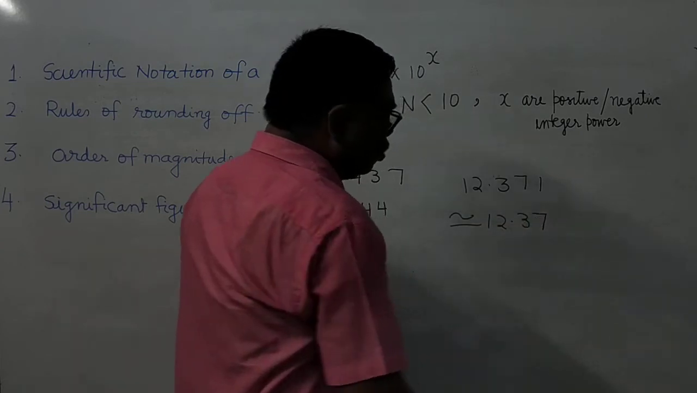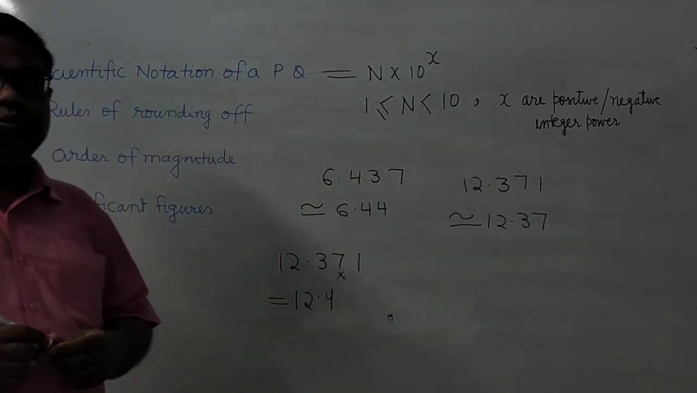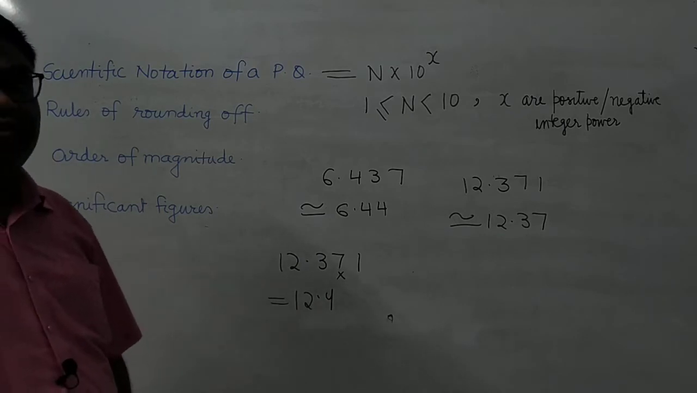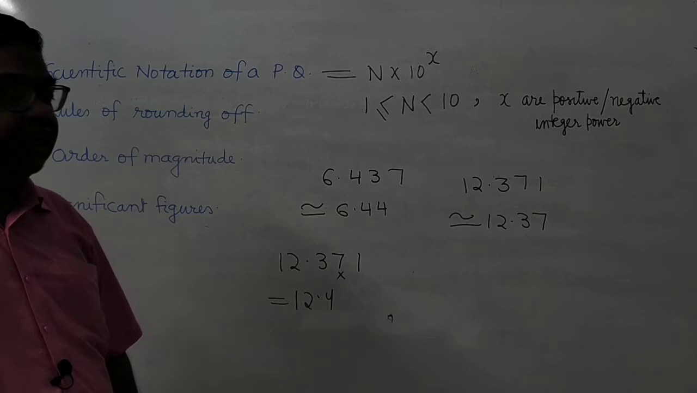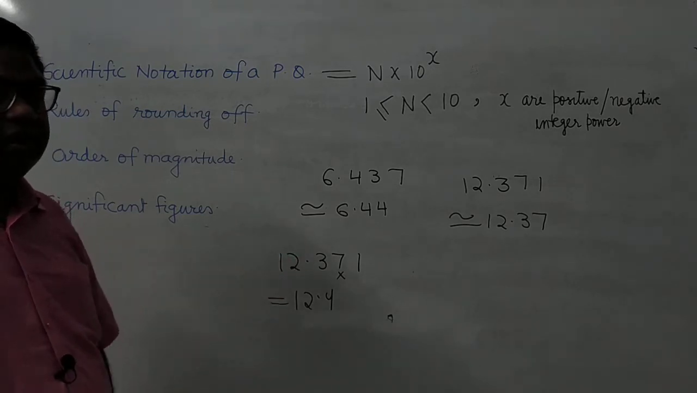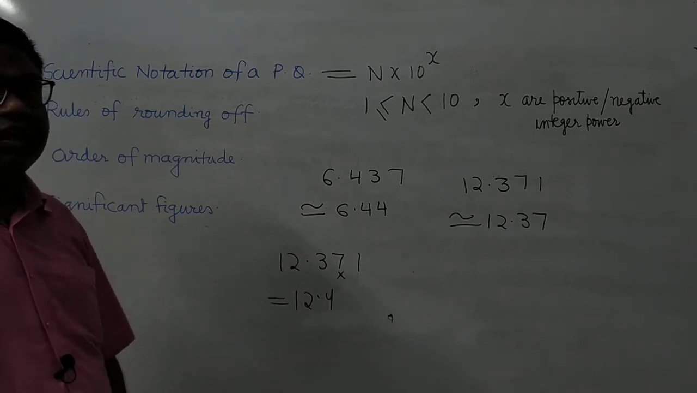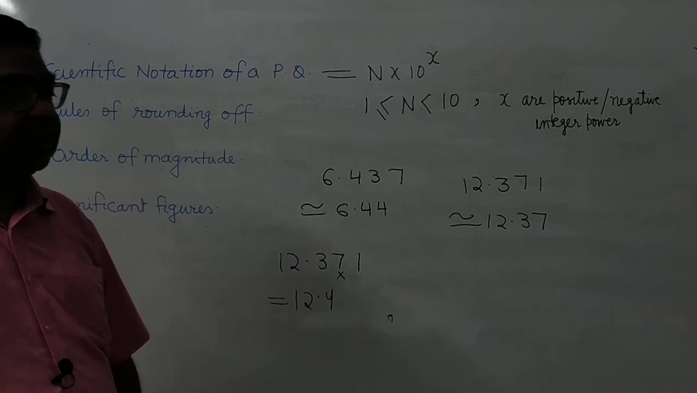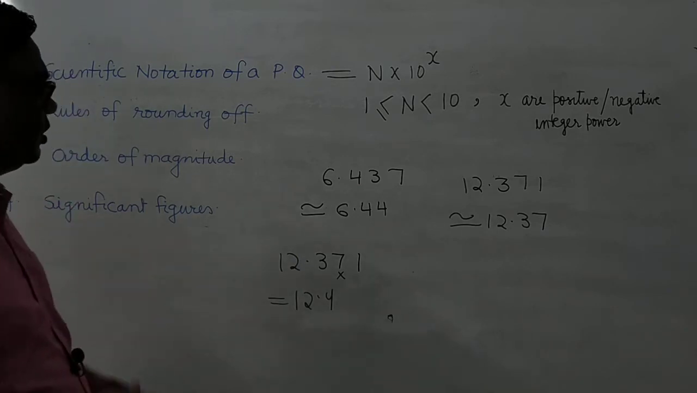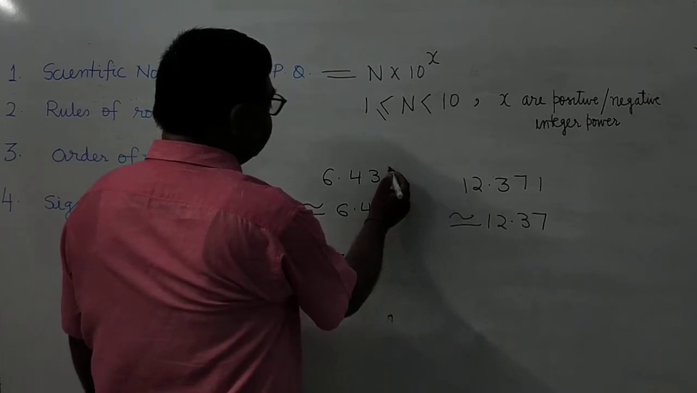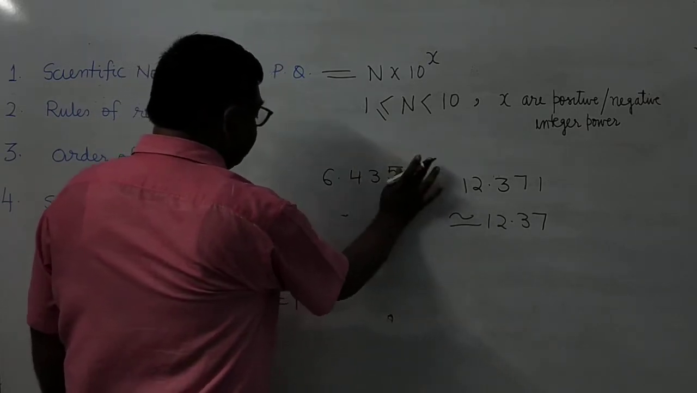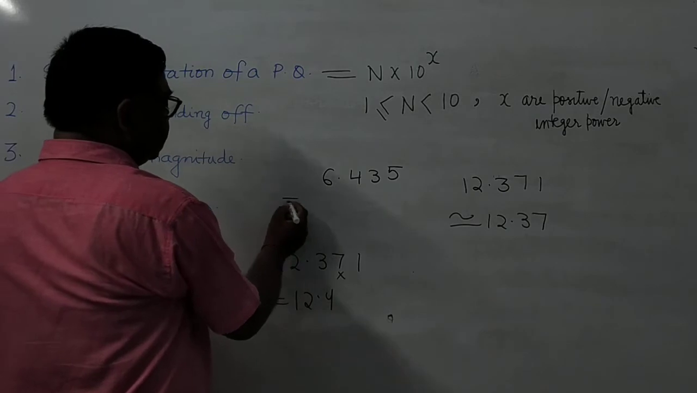So what is the rule? If the digit which is to be dropped is greater than 5, then 1 will be added in the preceding digit. But if it is less than 5, then it will be dropped as it is. Now suppose the case is if it is equal to 5, and you have to round off up to 2 decimal places.